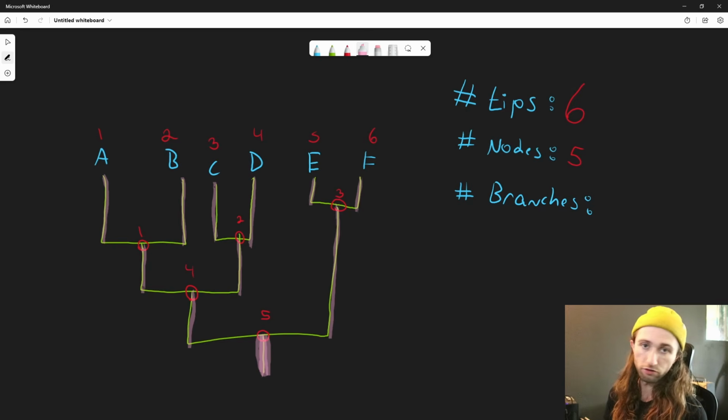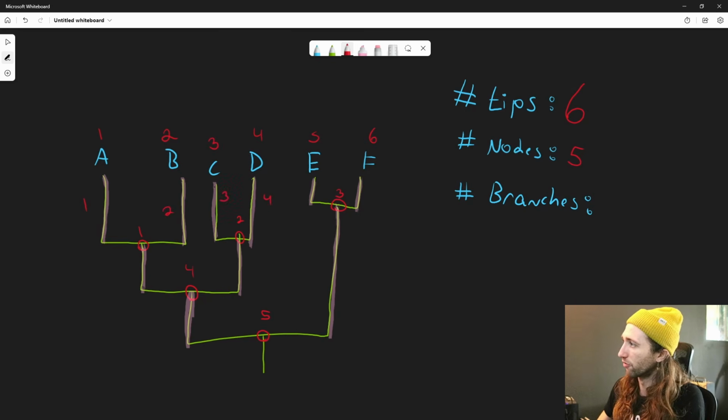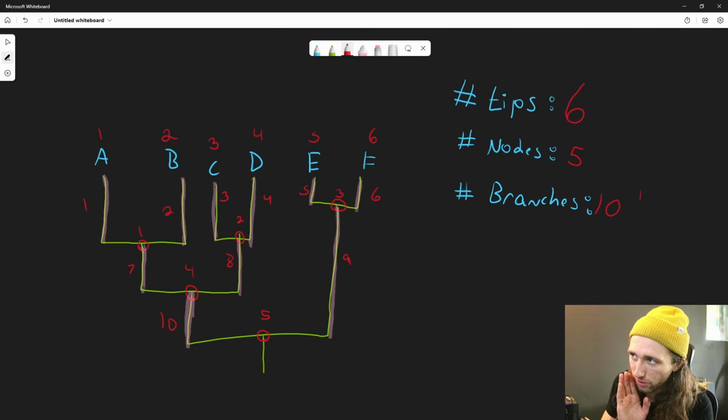There are discussions about rooted versus unrooted phylogenies. We're ignoring that for this video. That'll be sometime in the future. But for now, we're just going to ignore the root as a branch. If you were off by 1, still give yourself the credit, because I did not explain that enough. Okay, but let's just count this out. So 1, 2, 3, 4, 5, 6, 7, 8, 9, and 10. We have 10 branches.